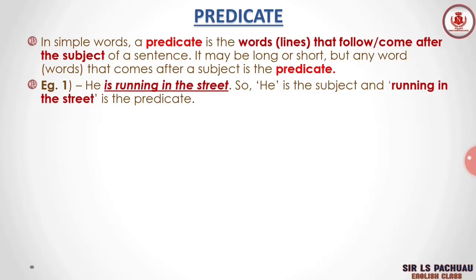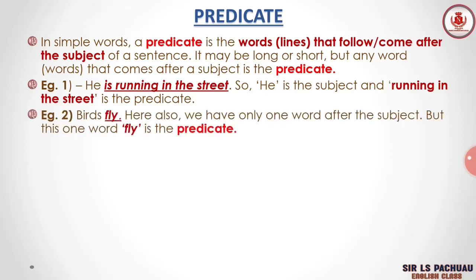Example number 1 here. He is the what? He is the subject, and he is a third person singular pronoun. Understand? He is running in the street. So he is the subject and is running in the street is the predicate. It's quite long, but is running in the street is the predicate because this line comes after the subject he. So whatever comes after the subject is the predicate of a sentence.